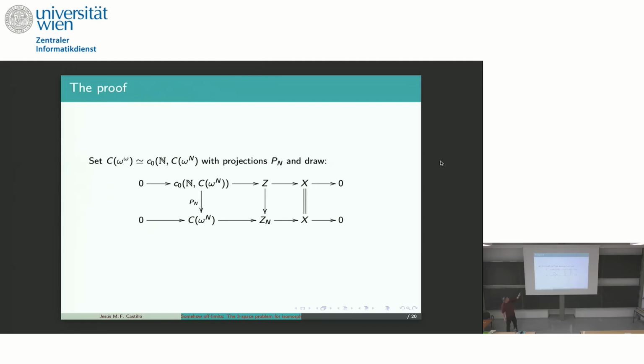First, continue. I put the simplest case for the sake of this conference, right? Instead of a big ordinal ω, I put ω^ω. So see, continuous functions on ω^ω is the c0 sum of continuous functions on ω^n.